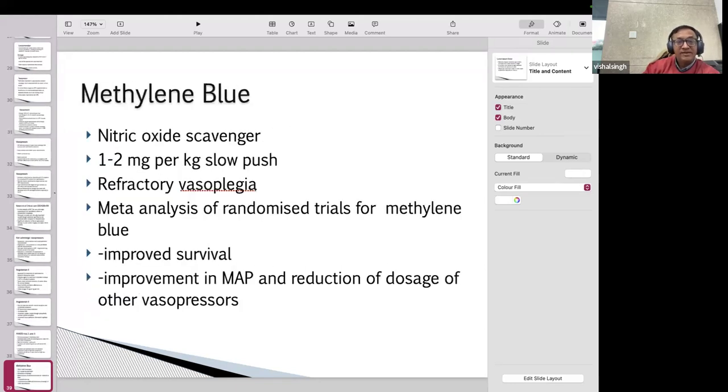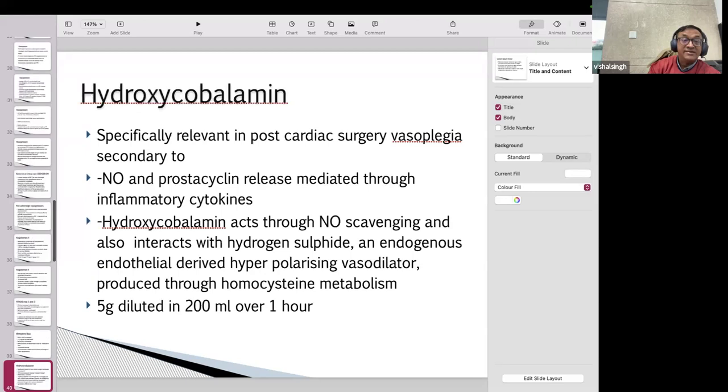Methylene blue, just to complete the list, it's a nitric oxide scavenger, 1 to 2 milligram per kg slow push for refractory vasoplegia when nothing is working. Improved survival reported in a few randomized controlled trials, and improvement in MAP and reduction of dosage of other vasopressors. That's the current standing in adults.